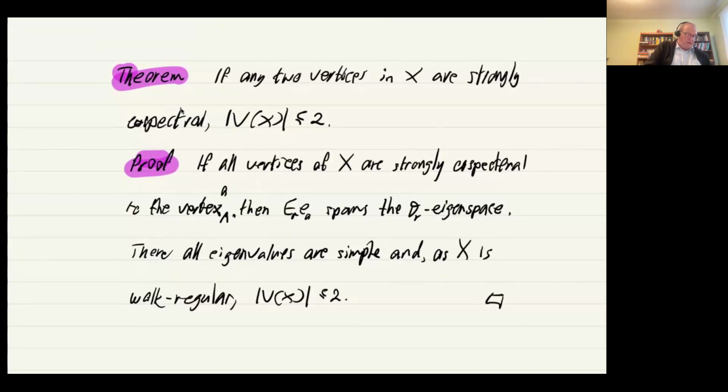So if we assume any two vertices are strongly cospectral, then for each eigenvalue theta_r, the projection E_r applied to the basis vector E_a spans the theta_r eigenspace. Because if it's some other vertex B, any E_r E_B is plus or minus this. So this vector by itself spans the eigenspace. So all eigenspaces are one-dimensional, so all eigenvalues are simple. And as X is regular by what we just proved before, the number of vertices of X is at most 2.